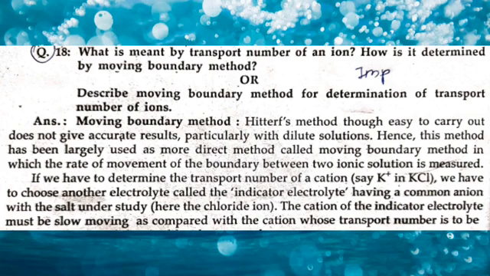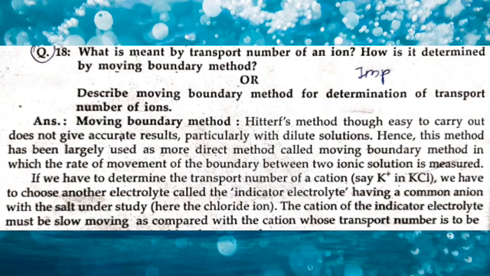Hittorf's method, though easy to carry out, does not give accurate results, particularly with dilute solutions. Hence, this method has been largely replaced by a more direct method called the moving boundary method, in which the rate of movement of the boundary between two ionic solutions is measured. If we have to determine the transport number of the cation, let's suppose the potassium ion in KCl, what do we have to do?